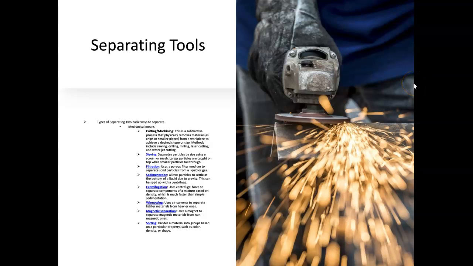All right, this is the beginning of part two of the lecture on tools and equipment use. Where we left off last was talking about mechanical means of cutting. We had mentioned cutting and machining, sieving, filtration and sedimentation. So we can also now talk about centrifugation, where we put material through and spin it using centrifugal force to get the heavier compounds to move to the bottom, and the lighter components move to the top. There's another separation process called winnowing.